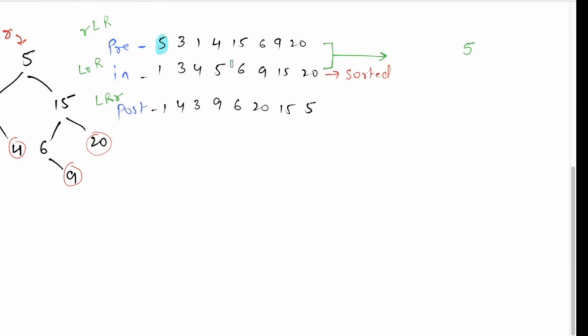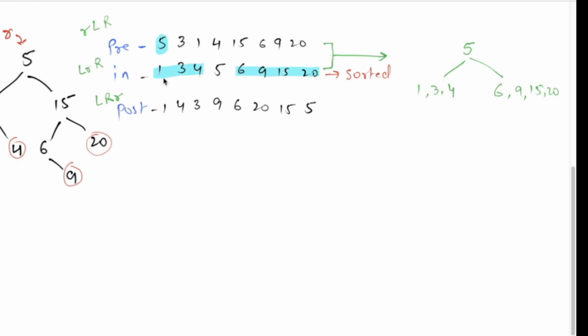Now we look at the in-order traversal, and all the nodes on the left side of 5 belong to the left subtree, and all the nodes on the right side of 5 belong to the right subtree. It means that on the left of 5, we will have 1, 3, and 4, and on the right of 5, we have 6, 9, 15, and 20. And then you just repeat that for 3.